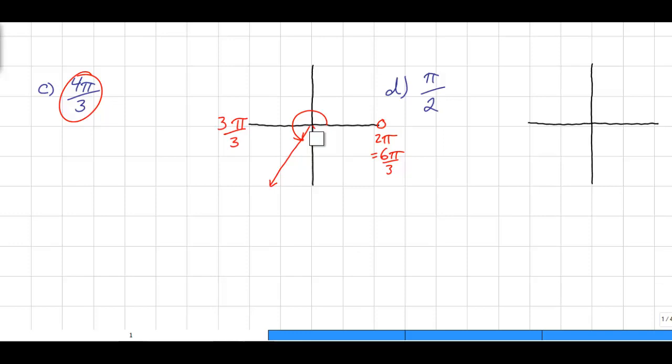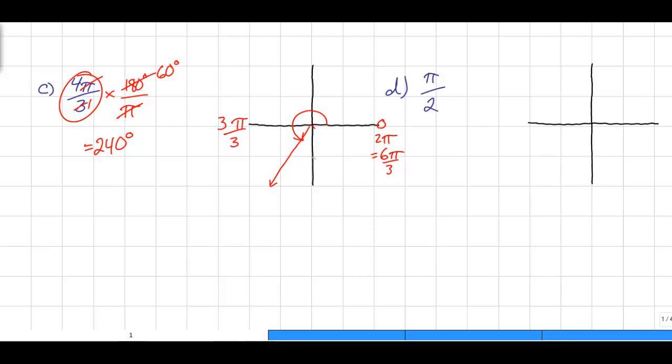Now to convert that into degrees, I'm going to do the same as previous questions, but instead of multiplying by pi over 180, I want the pi to cancel out, and I want to be left with something in degrees. So pi on top, pi on the bottom, 180 over 3, that's going to give me 60 over 1, and 4 times 60 is 240 degrees, which looks right. Right? This is beyond 180 and less than 270.